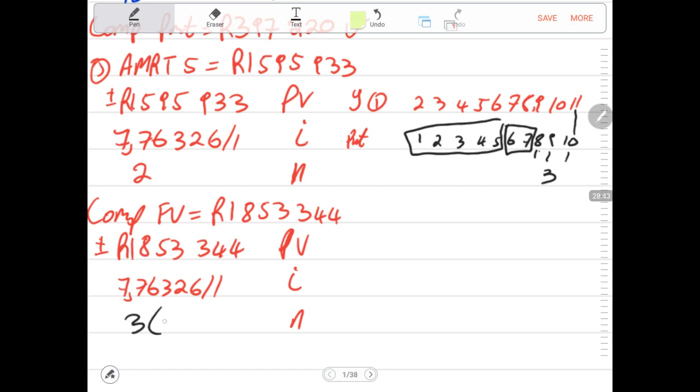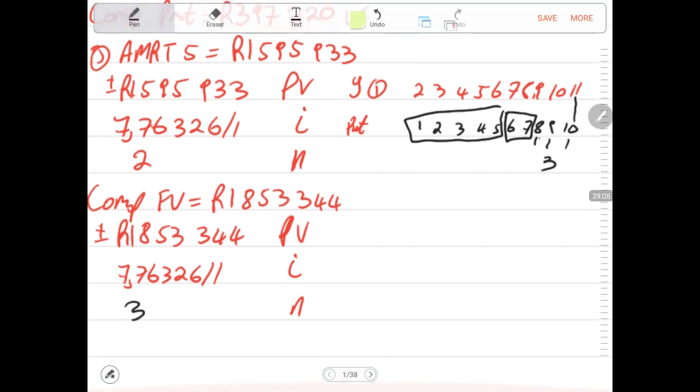That means if you want, you can say 10 minus 7, or you can say 11 minus 9, or 11 minus 8. You can say 11 minus 8, then you'll still get the number of years being 3. So we compute our new PMT. You don't have to say new PMT. We're calculating the new payments now.